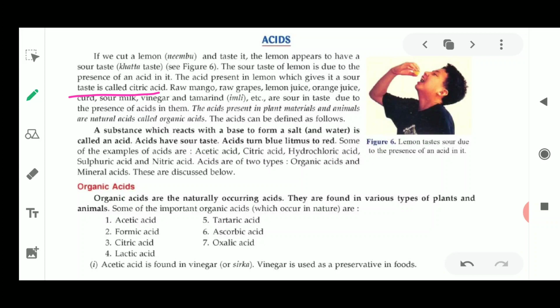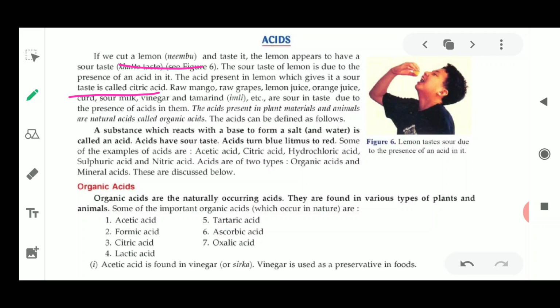So we now know that the acid present in the lemon gives you the sour taste, and the name of that acid is citric acid. Raw mango, raw grapes, lemon juice, orange juice, curd, sour milk, vinegar and tamarind all have a sour taste, which means they are similar in taste, and the similarity between the taste of these chemical substances is the acid in them.